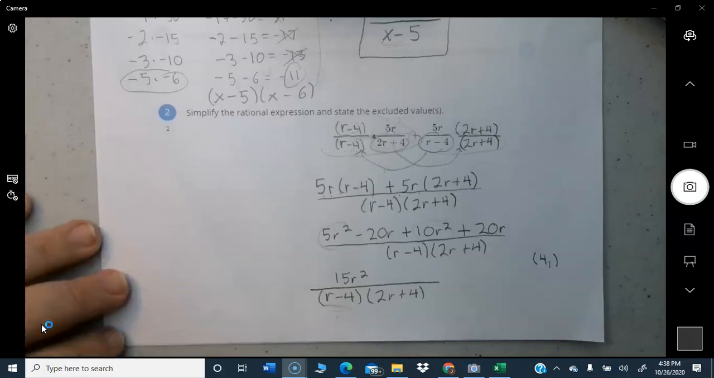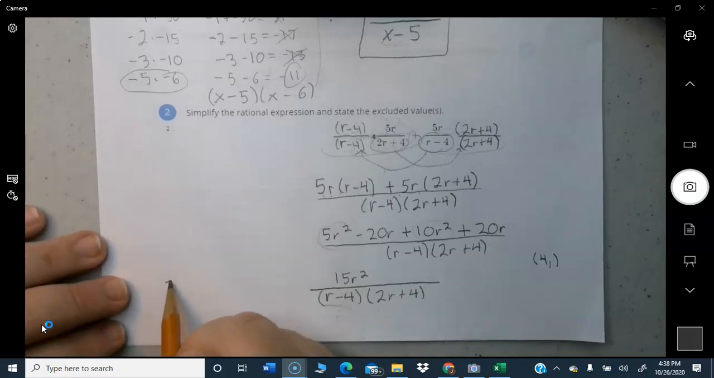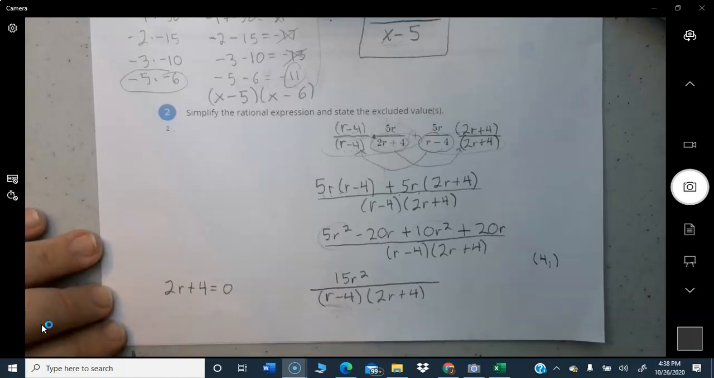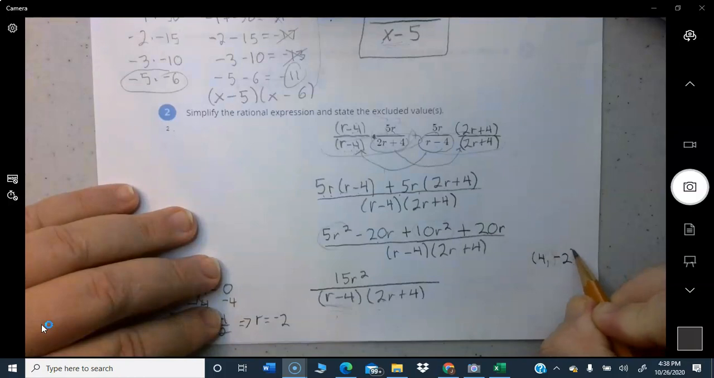Now what about this one? This one's a little trickier. You just come over here and you say 2r plus 4 equals 0. What does r have to be to make that 0? So you just do a little algebra. You subtract 4 from both sides. This cancels. You end up with 2r equals negative 4. You divide both sides by 2. And you'll end up right here with, cancel those, r equals negative 2. So you put a negative 2 in there, you get negative 2 times 2 is negative 4 plus 4 is 0. So it's going to be 4 and negative 2. Those are the excluded values right there.